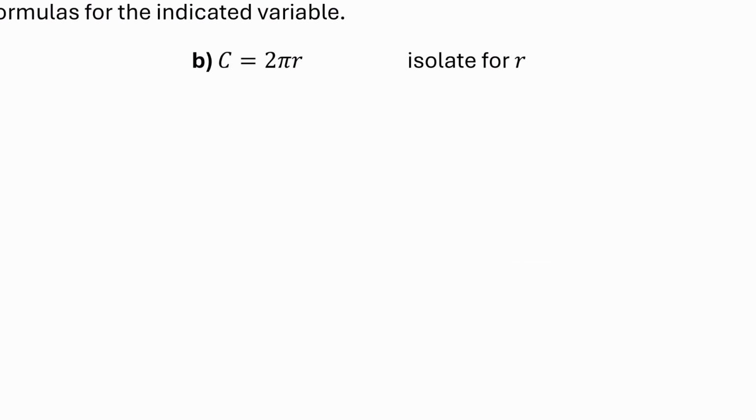Part B, we have the familiar formula circumference equals 2 pi times the radius. And what the question wants us to do is rearrange this formula to isolate r. Right now, r is being multiplied by 2 pi. To get rid of that 2 pi from the right side of the equation, I would do the opposite of multiplying by 2 pi, which is dividing by 2 pi. And then do it to the left side of the equation as well to keep the equation balanced.